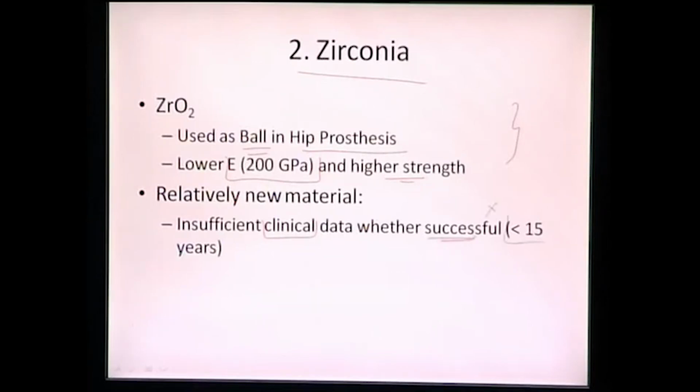There have been less than 15 years of data available for zirconia, so people don't really know what will happen when zirconia is used. But it appears to be a very promising material to be used as a ball in the hip prosthesis, because it has very high fracture toughness as compared to alumina. At the same time, it has a low modulus as compared to alumina, so it can provide better compatibility with bone. The only problem is that there is not sufficient data to say clinically that we should start using it. That is still missing in the research part, and that has to be taken care of.